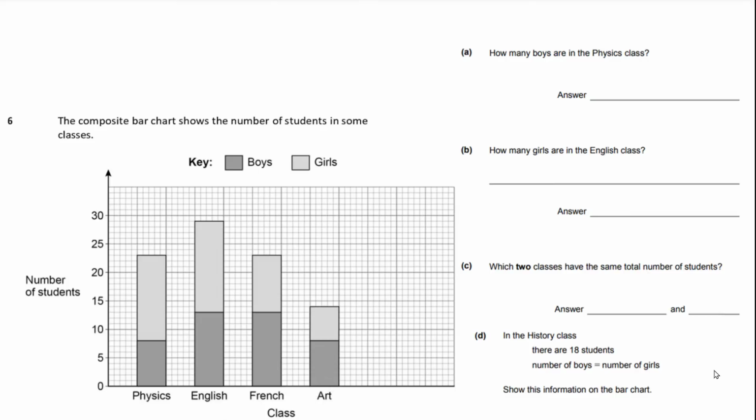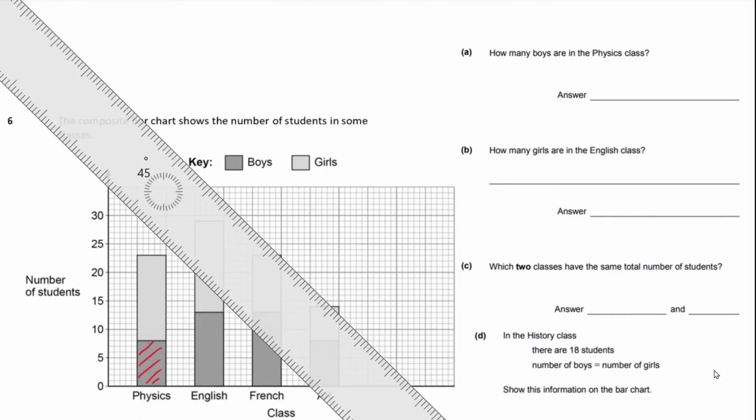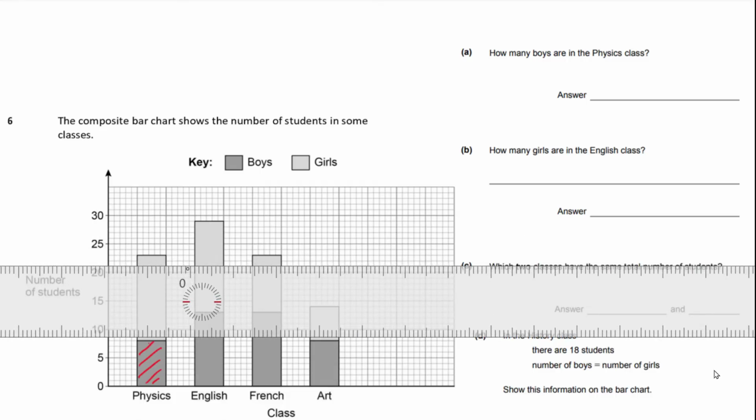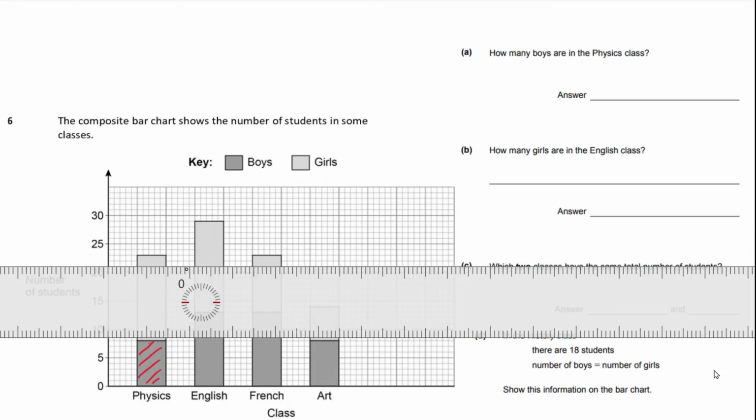Okay, so how many boys are in the physics class? So boys physics is going to be these guys down here, isn't it? Okay, so if you read that off to the axes, you can probably see that that's like 3 squares up.